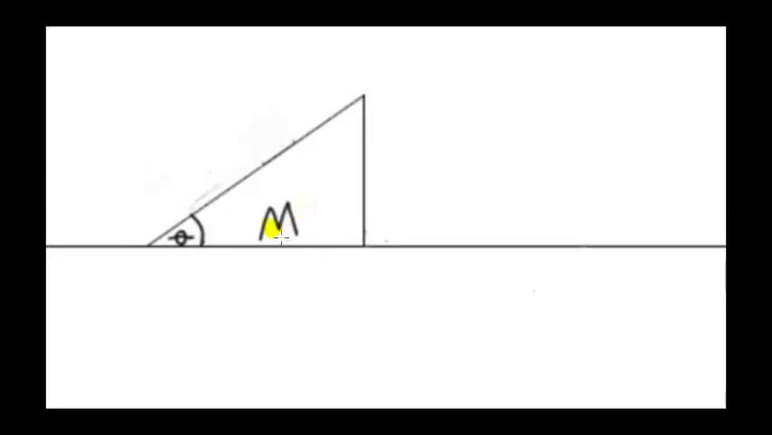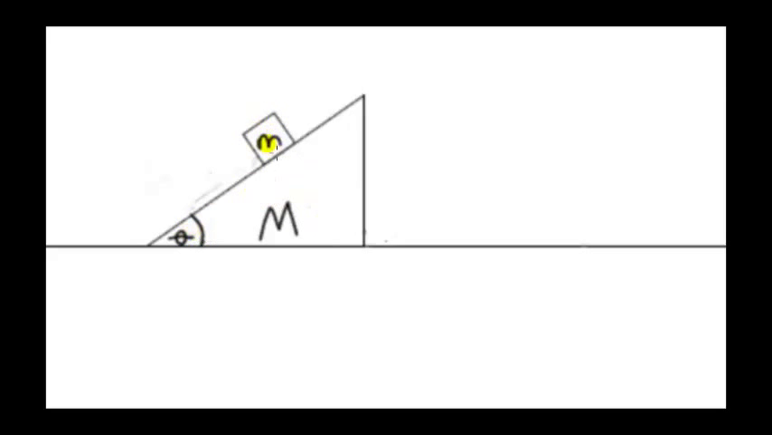Here we have a wedge of mass big M and angle theta. The surface of this incline is perfectly smooth. The wedge rests on a perfectly smooth horizontal surface, and it is not fixed, so it's free to move horizontally. We have no forces preventing it from moving horizontally. Our wedge is initially at rest.